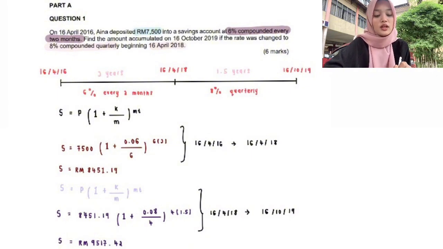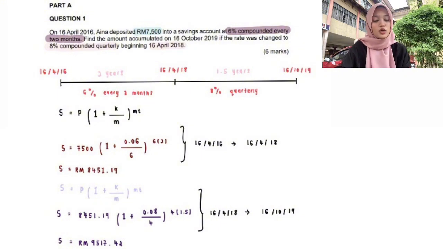So it was given from the question, the principal amount, which is 7,500 ringgit, times 1 plus 0.06 over 6, to the power of 2 times 6, which is the years. And we'll get the answer, which is RM8,451.90.